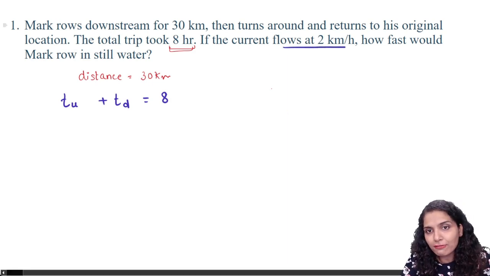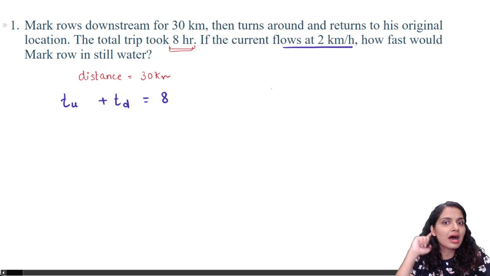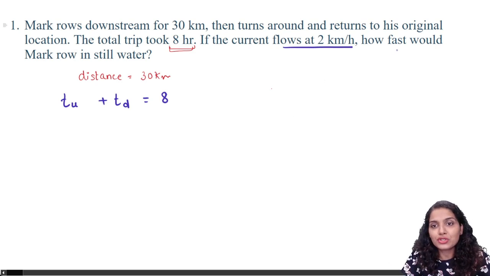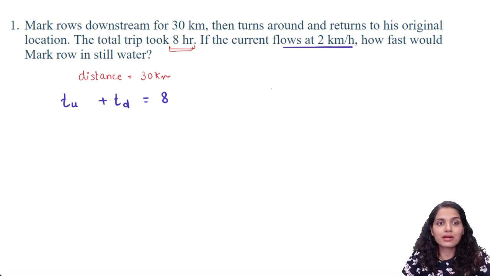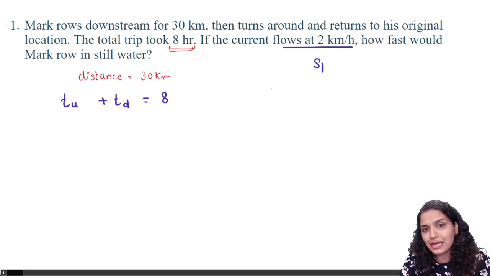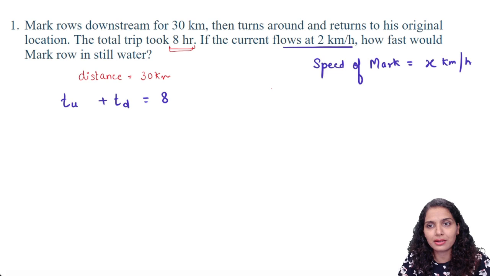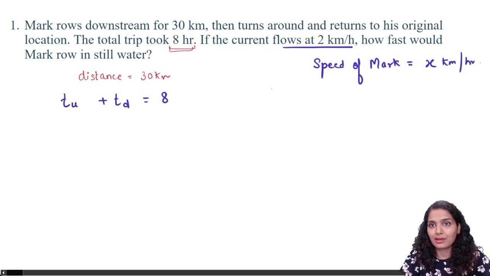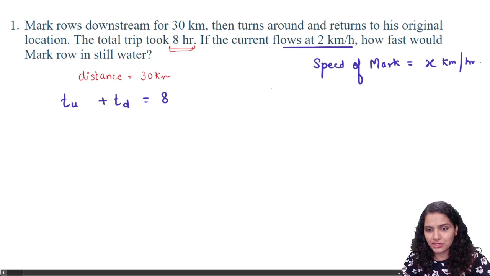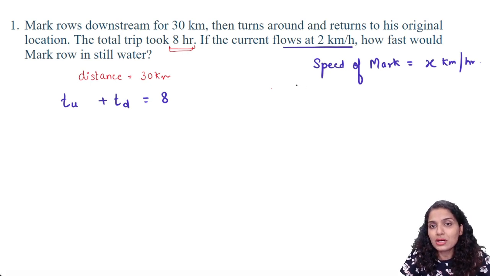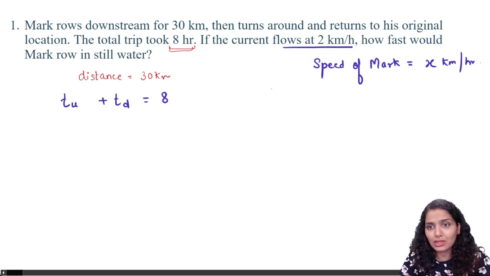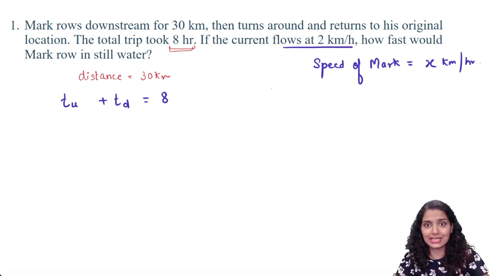Now if the current flows 2 km per hour, how fast can Mark row in still water? So let the speed of Mark in still water be x kilometers per hour. Just a second, let me check if it is not getting out of the screen. No. Okay, so the speed, we are very sure it is x kilometers per hour.